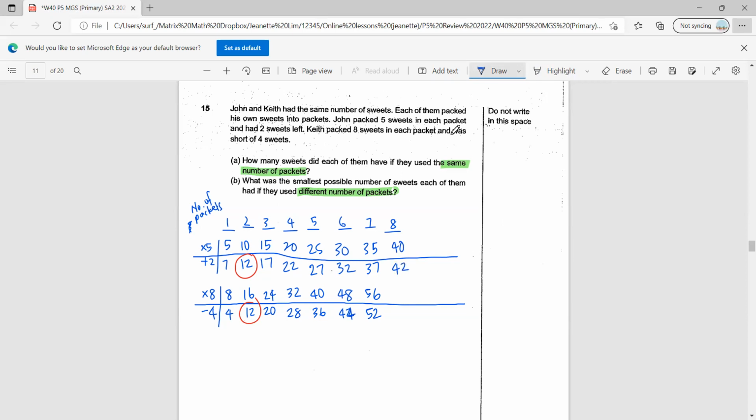The top one is smaller than the bottom, right? Let's continue the top first. 9 times 5, 45, 47. 10 times 5, 50, 50. Okay, there we have it.